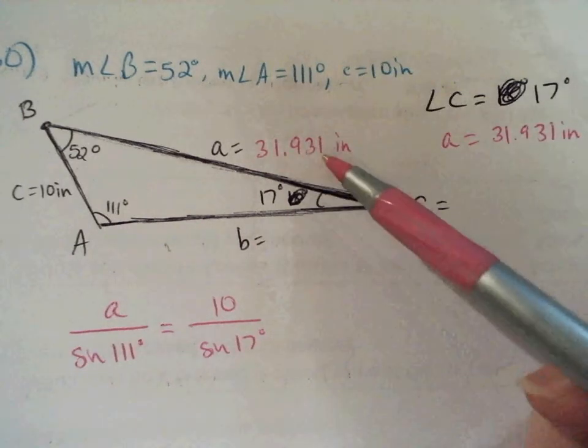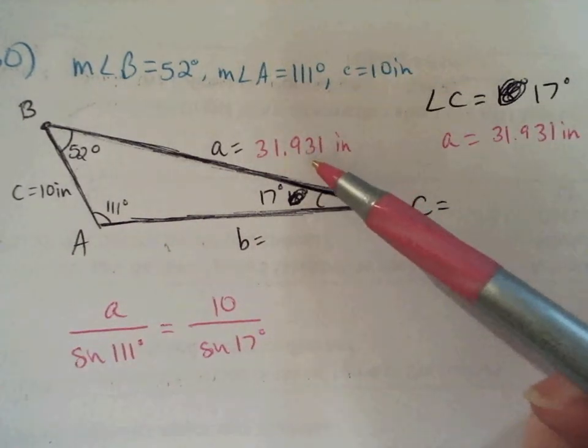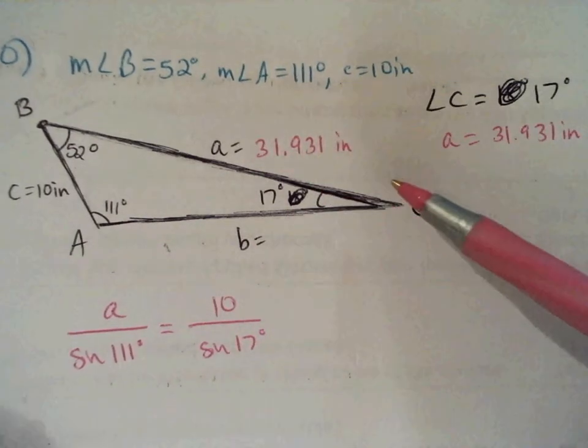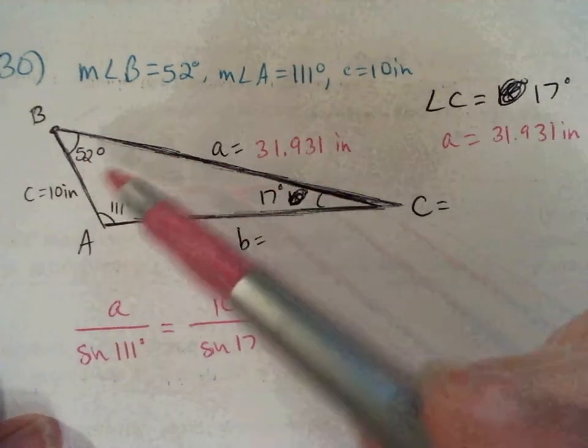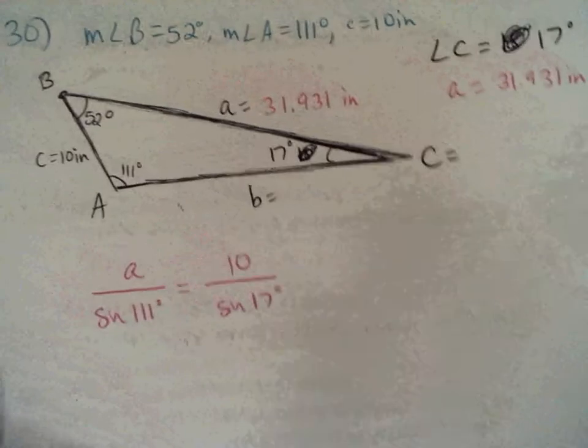The 17 degree angle got a length of 10, and 111 got 31.931. That does make sense, and this needs to be quite a bit longer than that one right there. And it looks like it could definitely be 3 times that length right there.